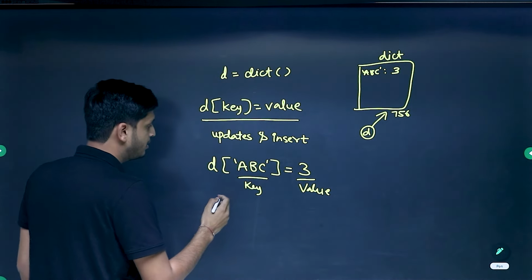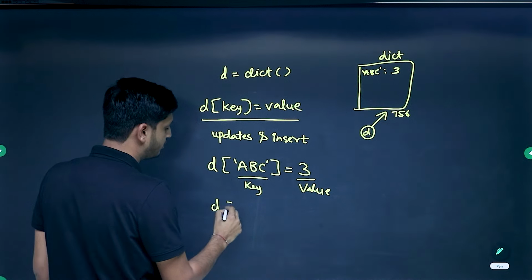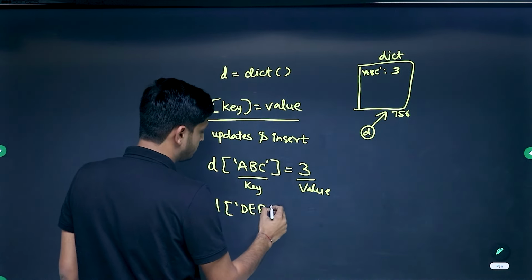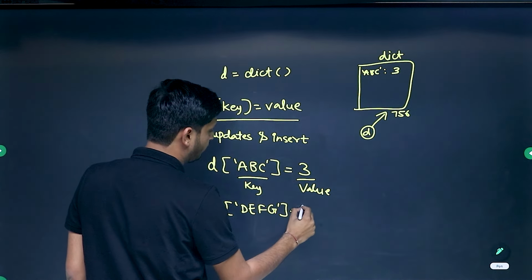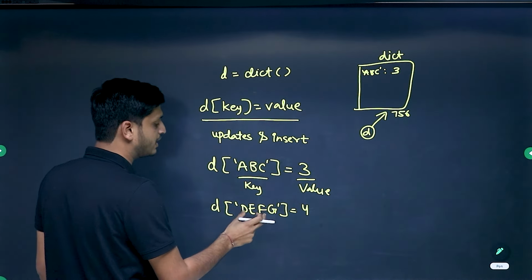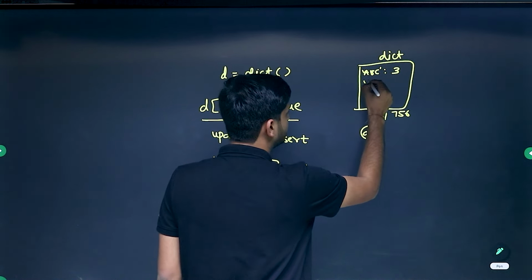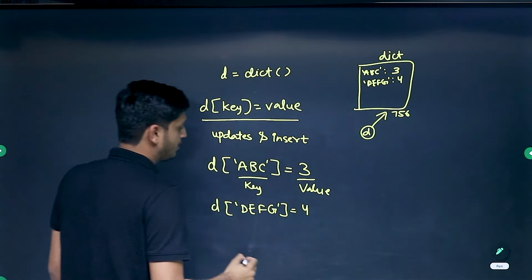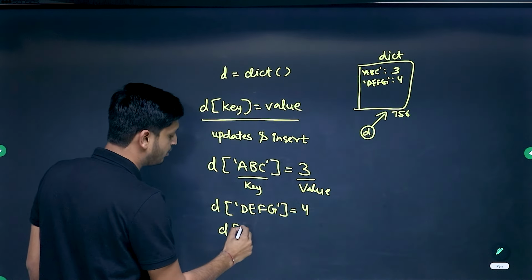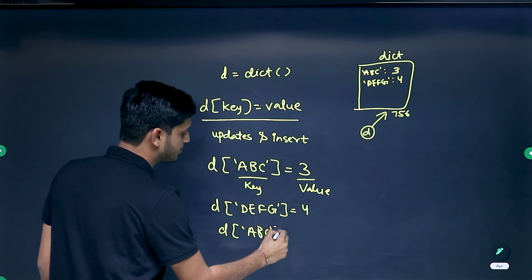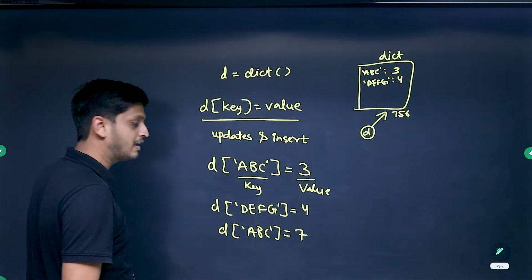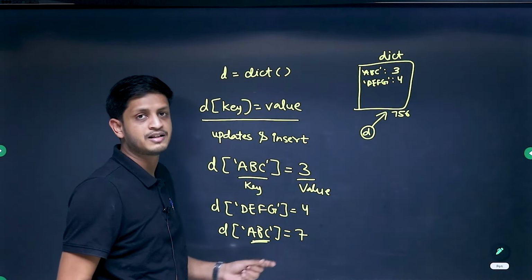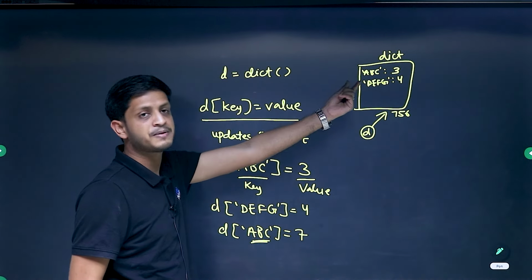Now if I say, let's say, d of def g is equal to 4, then this is the key, this is the value. Again this key is not present, so it will insert def g and the value is 4. Now let's say after this I again write d of abc is equal to 7. I have written the same syntax, but right now this key is available. ABC as a key is already present in the dictionary.